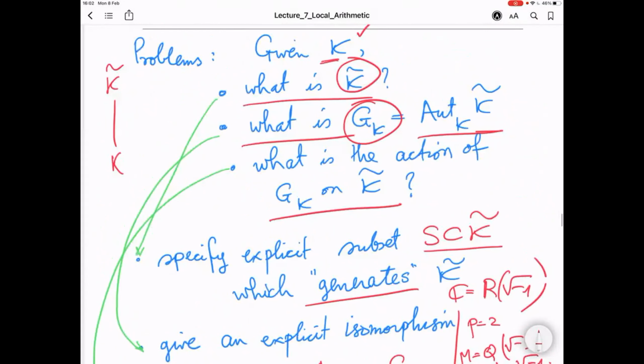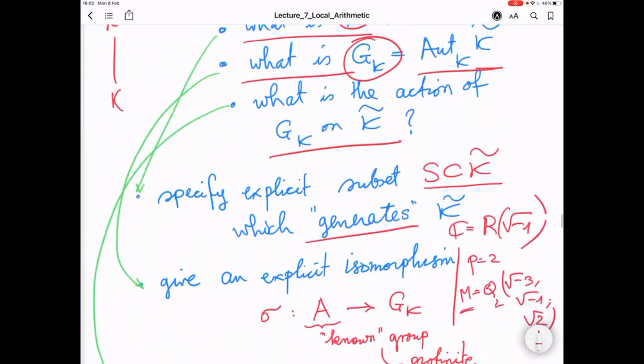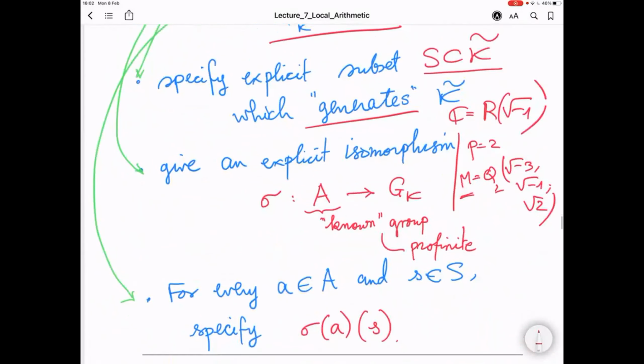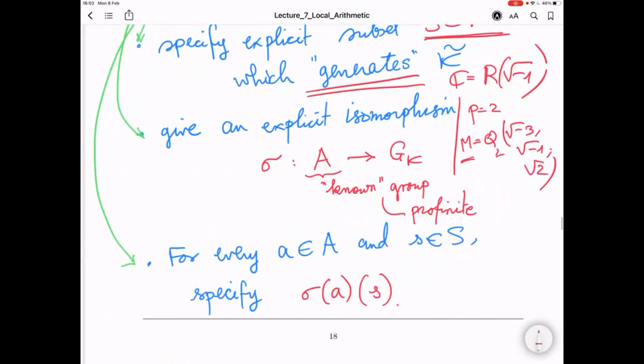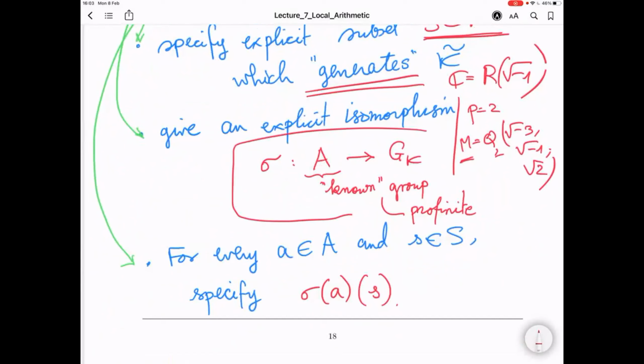Okay, forget about probability. But what one would like to do is determine a subset of K tilde such that K tilde is the smallest extension of K containing those elements. So in some sense, give a system of generators of K tilde. Then there was this group GK. We would like to give an explicit isomorphism of groups from a known group A to GK.